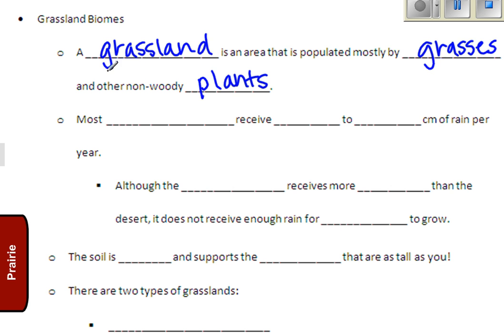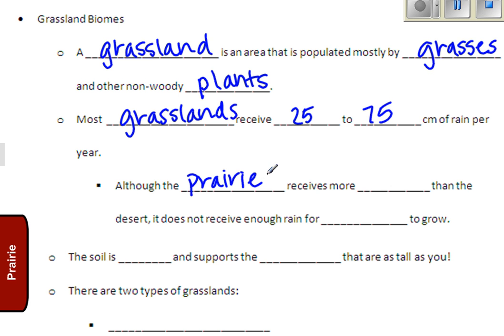Now, most grasslands receive 25 to 75 centimeters of rain per year. Although the prairie receives more rain than the desert, it does not receive enough rain for the trees to grow. Okay. So although the prairie receives more rain than the desert, it doesn't receive enough rain for trees to grow.